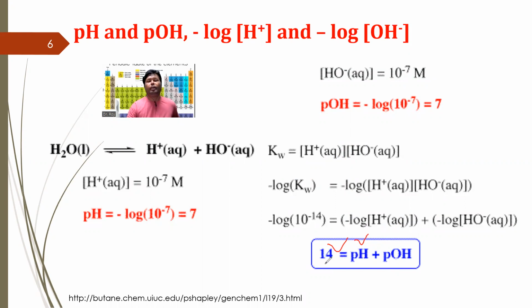So ultimately we have the value, because we have mentioned the concentration of H plus in water, that means the concentration of H plus and OH minus is equal to 1.0 into 10 to the power minus 7. So minus log of 10 to the power minus 7 becomes plus 7, and minus log of 10 to the power minus 7 becomes plus 7. So 14 equals 7 plus 7.